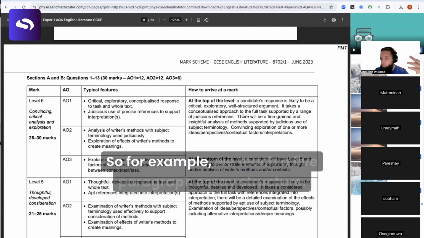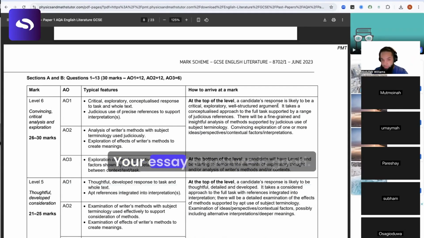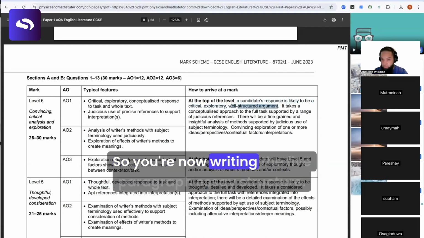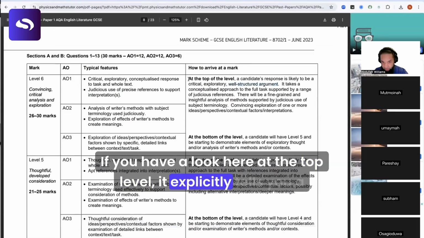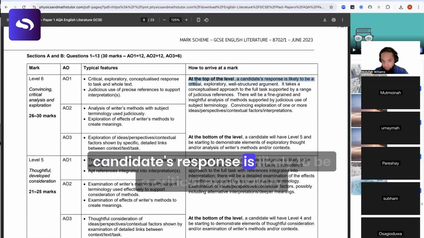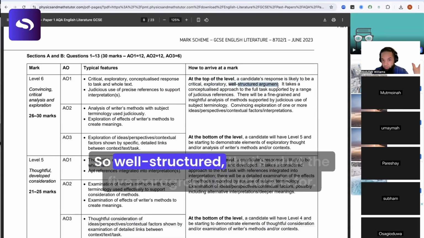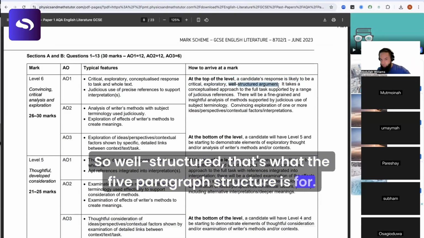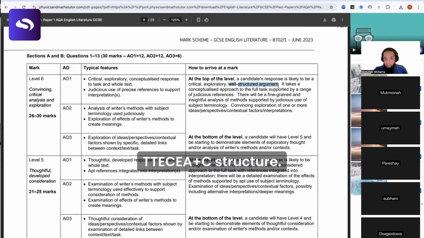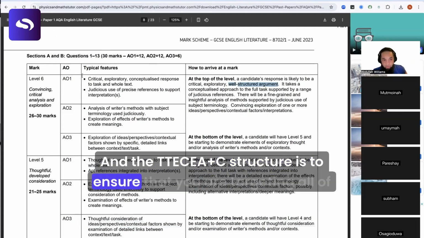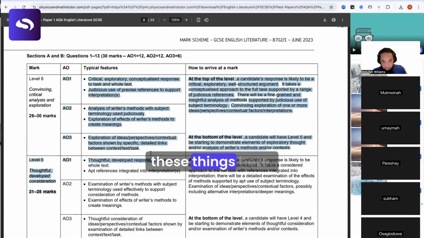For example, we teach a 5-paragraph essay structure. Your essay structure is good, right? So you're now writing the 5-paragraph essay structure. If you have a look here at the top level, it explicitly tells you a candidate's response is likely to be a critical, exploratory, well-structured argument. So well-structured, that's what the 5-paragraph structure is for. And then within the structure, we teach you the TTECEA structure, and the TTECEA structure is to ensure that you are targeting all of these things here.